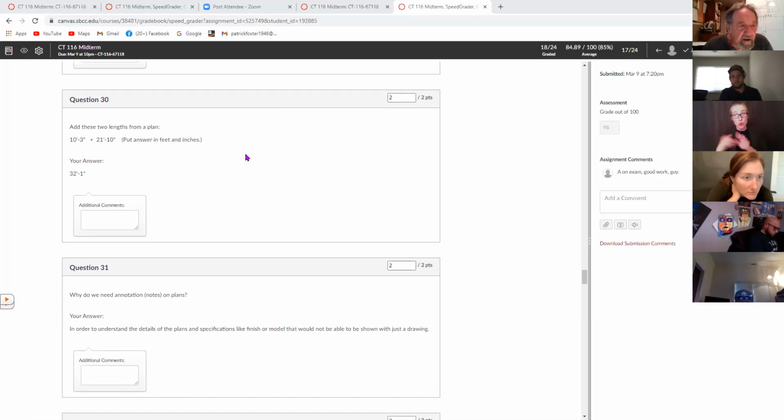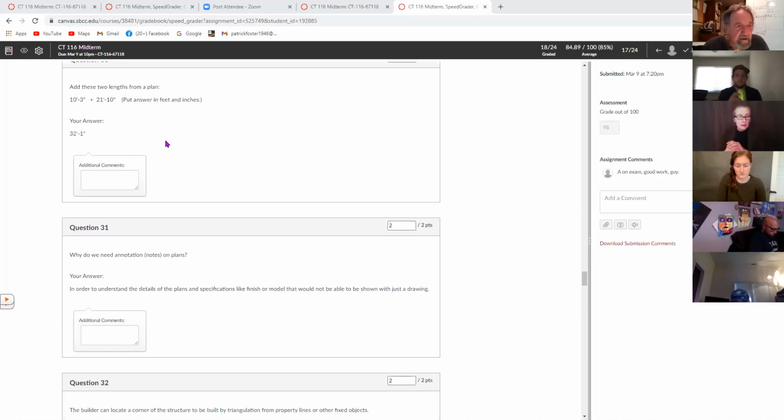Okay, question 30. Here's the addition one. And it's the same thing. These can be put in any order, obviously, in a column, but you're going to be adding 10 and 3 inches, which becomes 13 inches. And you can't leave that by itself because 12 is the limit when we express inches. So you take 12 out of that, and that becomes another foot that you can add on to the 31 to make it 32. And then you've got one left over that'll just remain that inch.